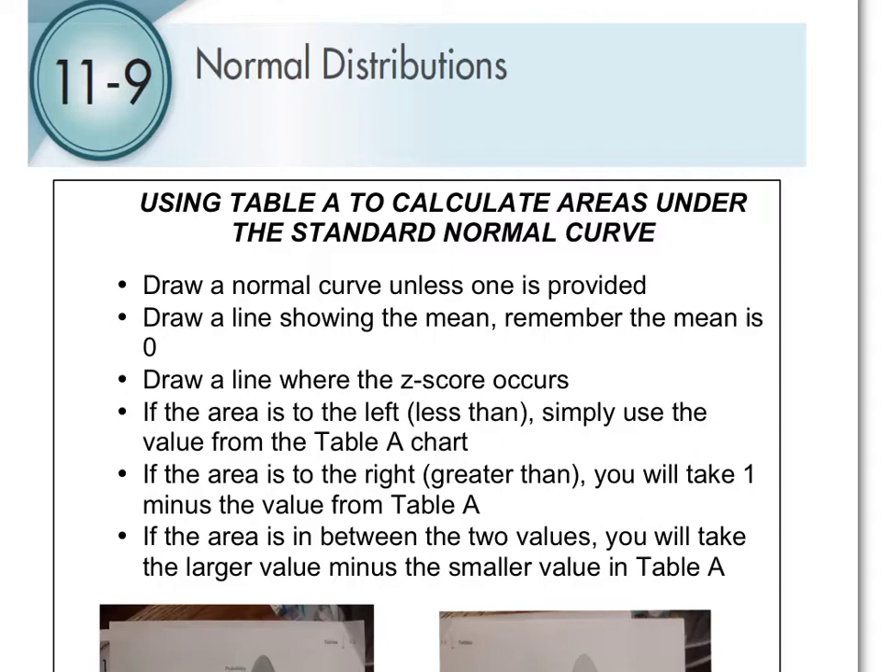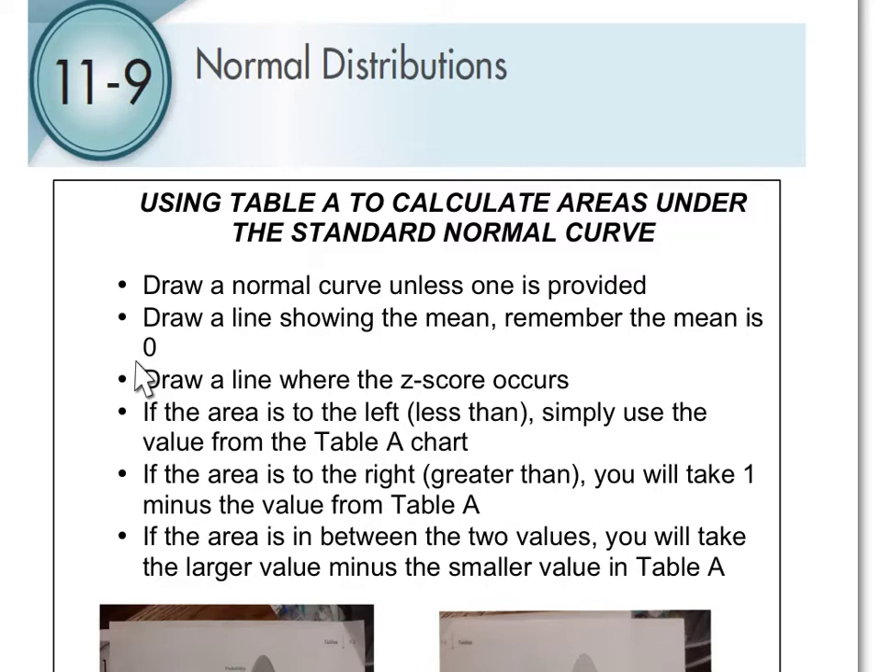Okay, so we're going to use table A to calculate areas under a standard normal curve, but in order to do that we've got to do some things first, so you understand what this is about. So again, it says here, draw a normal curve unless one is provided. Most of the time, you're going to have one provided for you, okay? The second thing is you want to draw a line showing the mean. Remember, in a standard normal curve, the mean's 0, and the mean always goes in the middle.